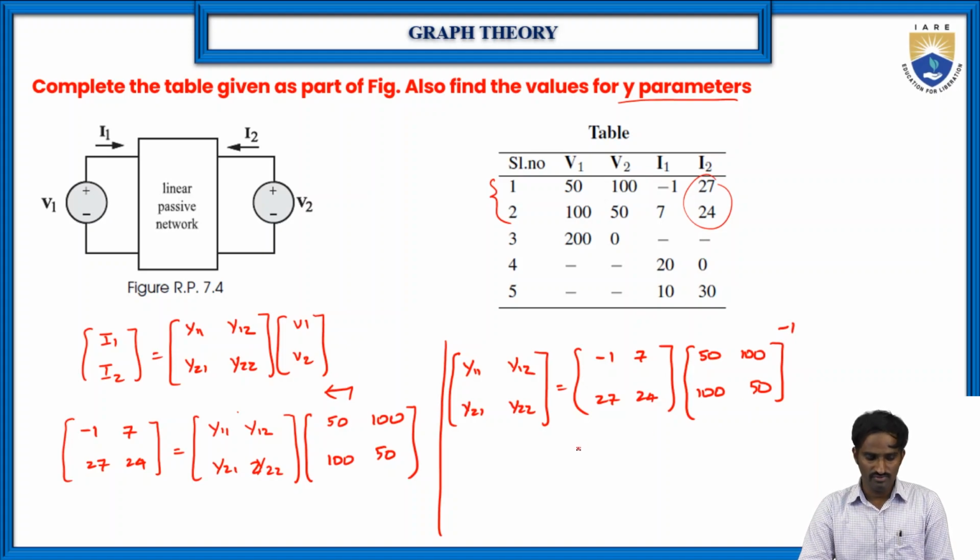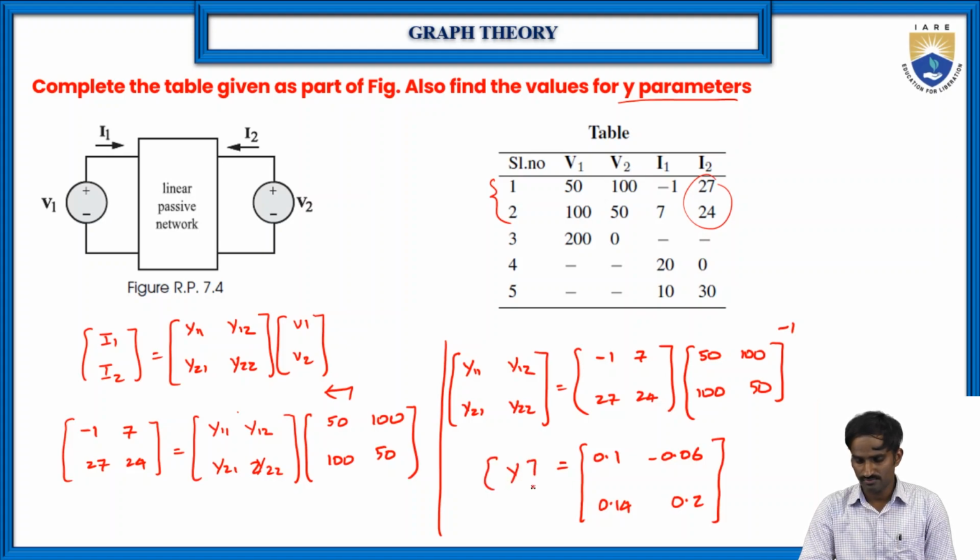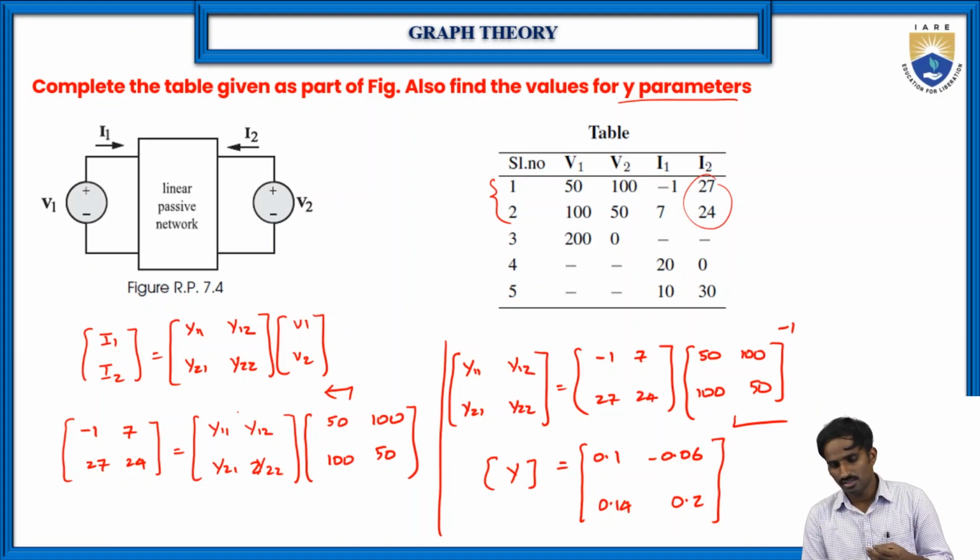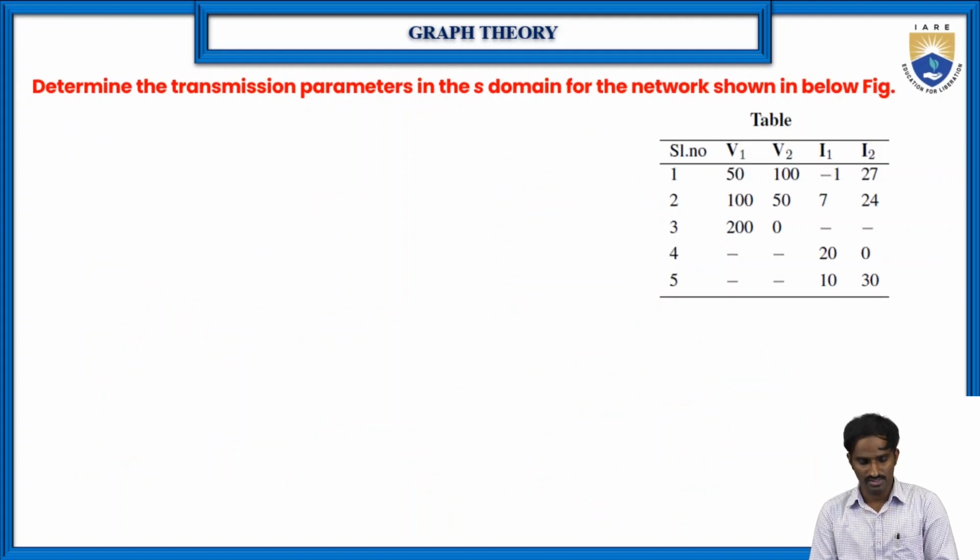If you multiply these two equations, then finally the value that we can get here is y11 is 0.1, and here y12 is minus 0.06, and similarly y21 is 0.14 and y22 is equal to 0.2, right? So these are the y parameters. Then now we are going to find the missing values in the third, fourth and fifth row, right? So now we know we got the y parameters.